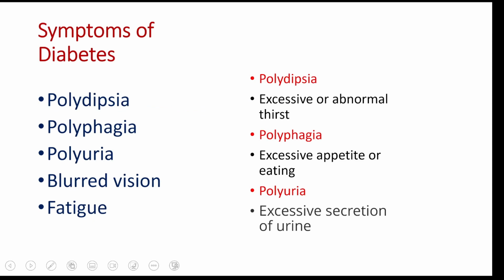So regarding the symptoms here, polydipsia means excessive or abnormal thirst. Polyphagia, patients suffer from excessive appetite or eating. Polyuria, patients suffer from excessive secretion of urine. So going to the bathroom a lot during day and night. The patient may suffer from blurred vision and fatigue.